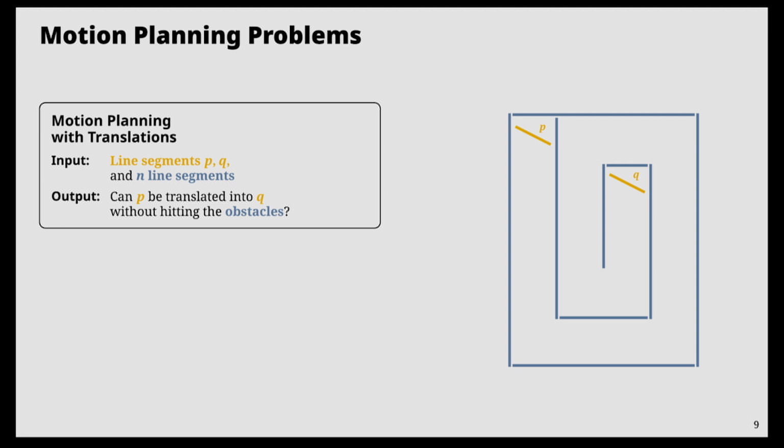In this particular problem, motion planning with translations, you're given 2 line segments, P and Q, where P is the starting position of a robot, Q is the target position of a robot. The question is, can you move P to Q without hitting the obstacles? And the obstacles are the line segments? The obstacles are, again, just line segments, exactly.